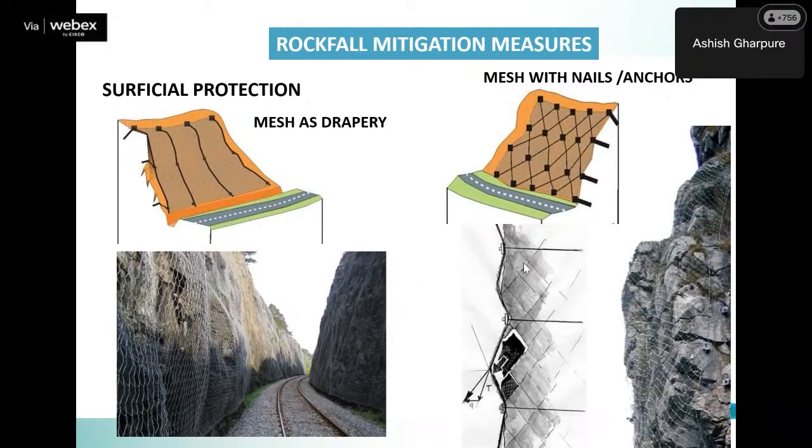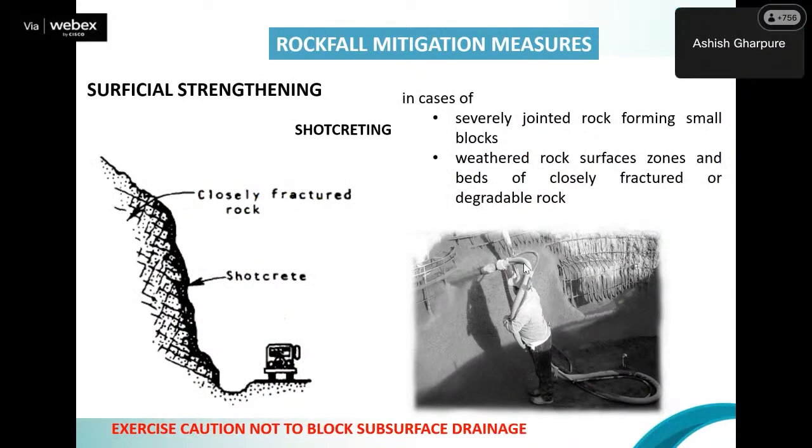There are always drapery systems or vertical strengthening where mesh with nails can be used. And these all can be designed. SR23 gives a very good guideline on designing it as well.